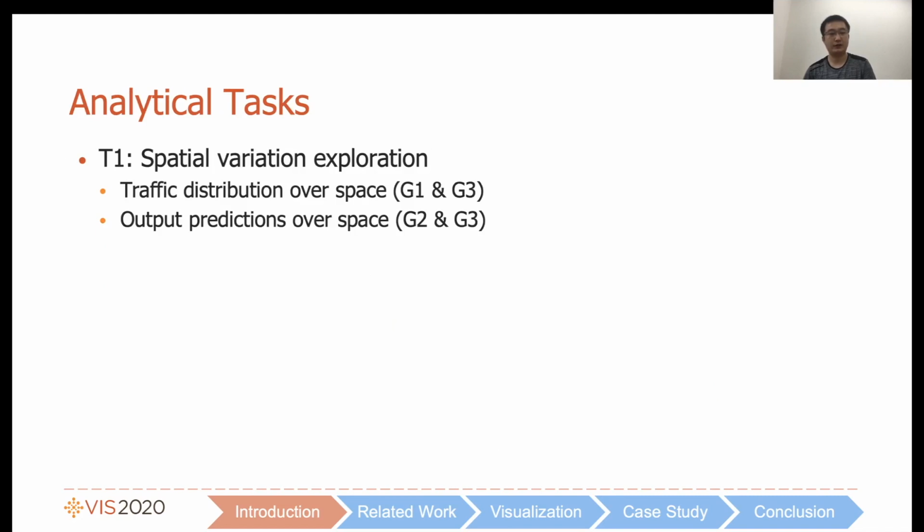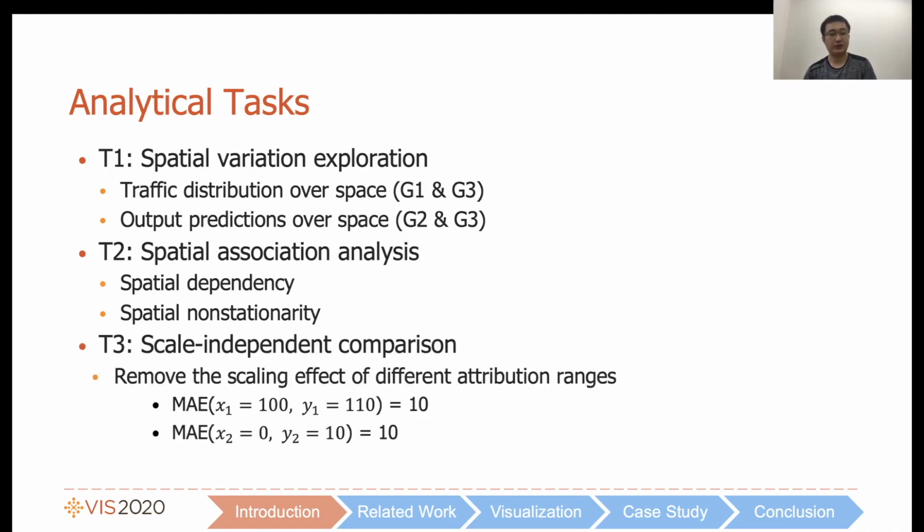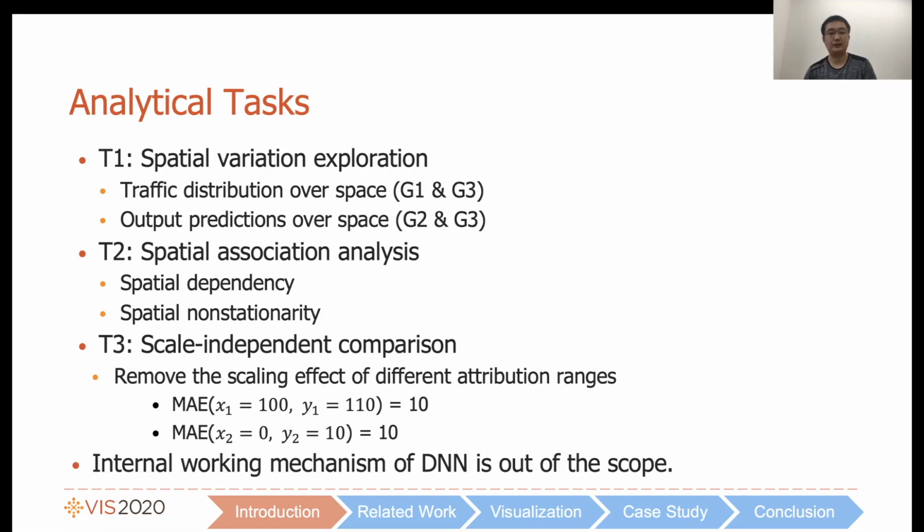We further derive three analytical tasks. First, we would like to support spatial variation exploration of both input traffic and output predictions. Second, we would like to support spatial association analysis to examine the spatial dependency and the spatial non-stationarity. And last, we would like to support scale-independent comparison, such that we remove the scaling effect of different attribute ranges. For instance, here we have two predictions, and for both of them the mean absolute error is 10, but we prefer the first one. One thing to mention is that the internal working mechanism of DNN is not our interest because we are not model developers.